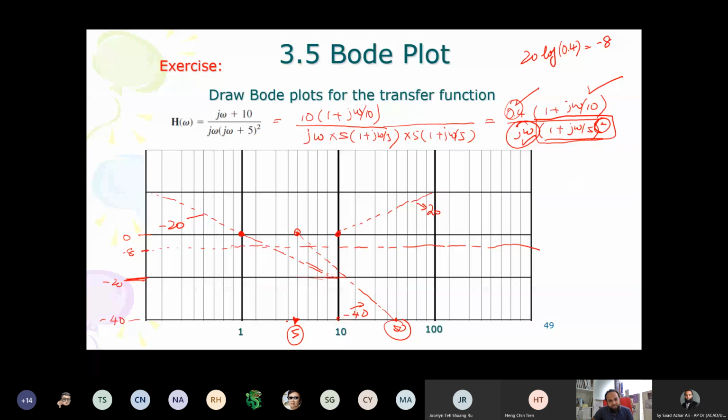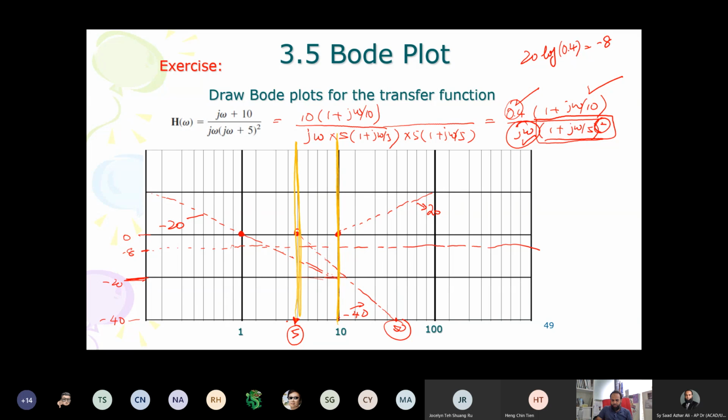Okay, how many corner frequencies here? We don't count the origin as one that we have to make any change. So the corner frequencies are 5 and 10. Let me draw my standard yellow lines at 5 and at 10.